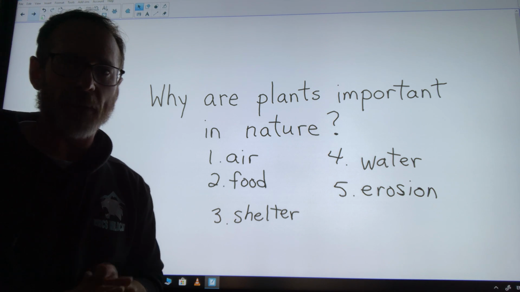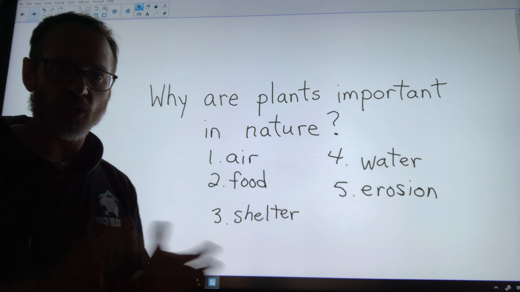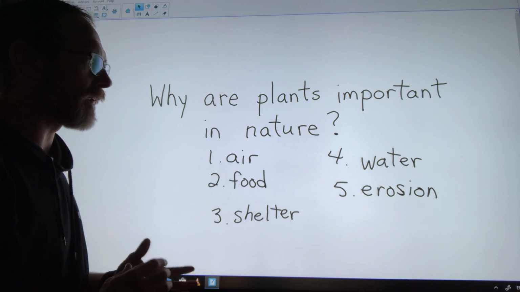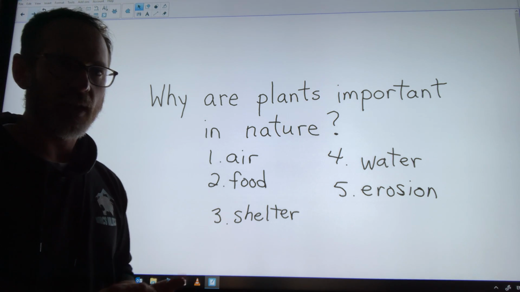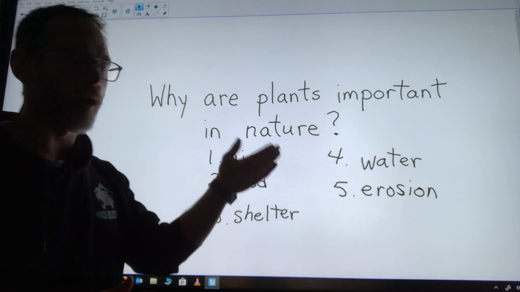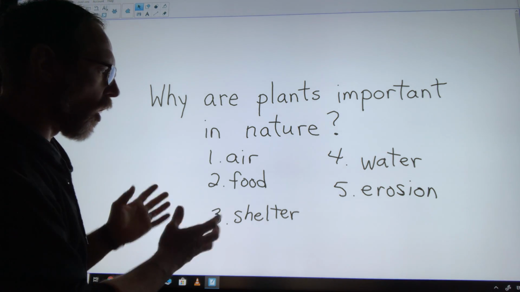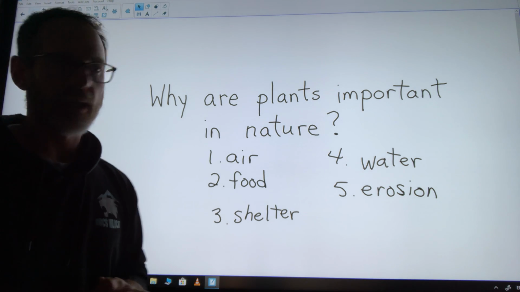Then we got into why plants are important, and I kind of broke up the importance of plants into kind of 2 sections. One, why are they important to nature? And there's kind of these 5 main ones: air, food, shelter, water, erosion. Plants are necessary for all of these things.